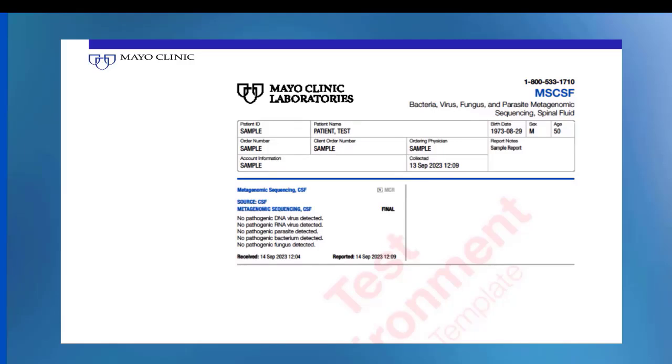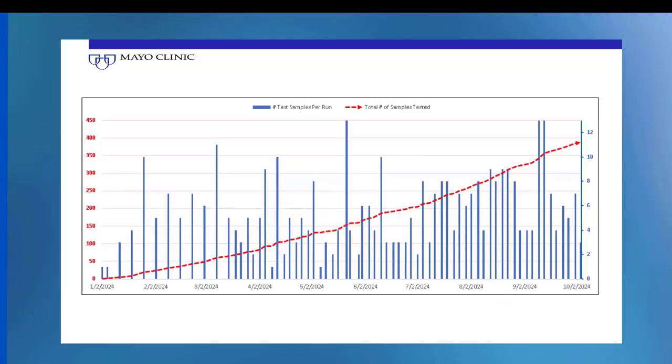And then this is a negative result that comments that we don't see any pathogenic DNA virus, RNA virus, parasite, bacterium, or fungus. So we've been doing this since the beginning of the year, and this shows the number of samples that we've tested, a pretty regular rate. We run 2 to 3 runs a week.